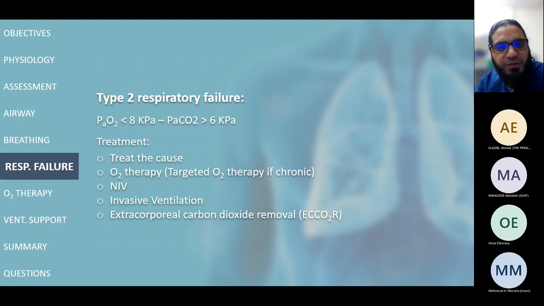The management for type 2 respiratory failure, again, you will start with treating the cause and giving the patient oxygen because he will be hypoxic as well. And then the next step will be improving the ventilation with non-invasive ventilation, NIV, which we will explain shortly. If it fails again, the next step will be invasive ventilation if the patient is a candidate for it, and even if the invasive ventilation fails, you can use other extracorporeal machines like extracorporeal carbon dioxide removal.